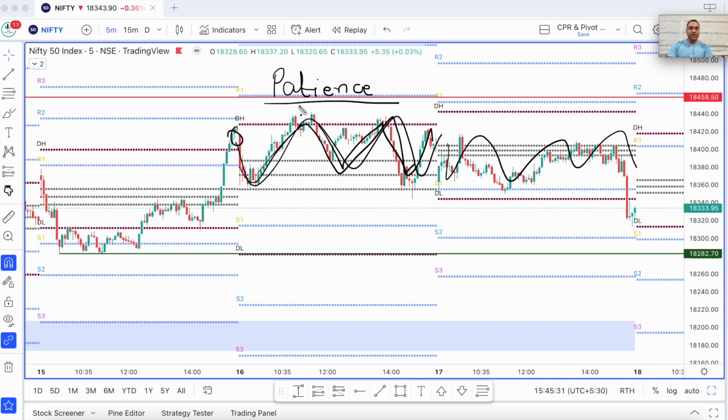These are range bound levels here. See, it keeps trading within these ranges. So let the price break out of this range. Why do you want to enter when the price is trading in a particular range? Can you see this? The PDL is here, the PDH is here. Previously the PDH was here and the PDL was here. So now the range is even more compressed.